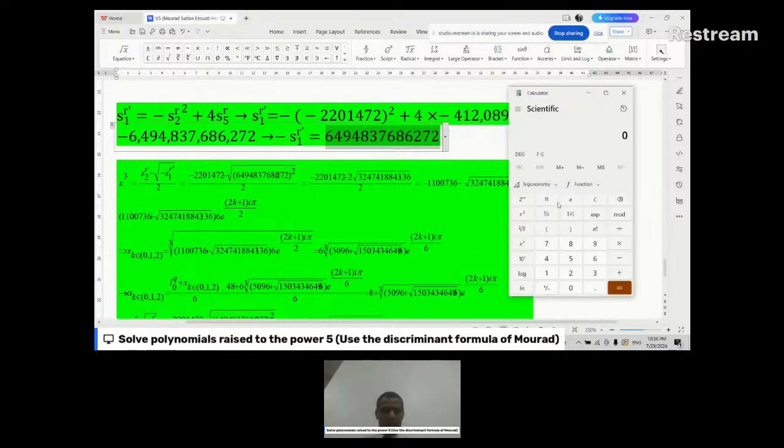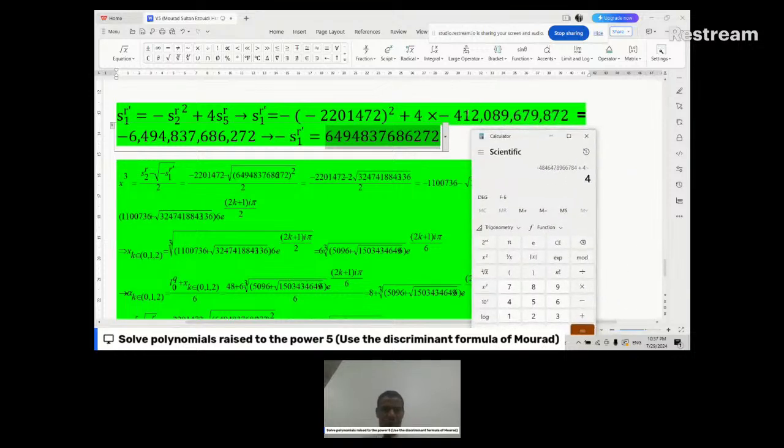This is my calculator. We have negative 2,201,472 s squared, Mr. Murad, equal negative sign, plus 4 times negative, and I should multiply this by this one, 412,089,679,872. This one is equal to what?